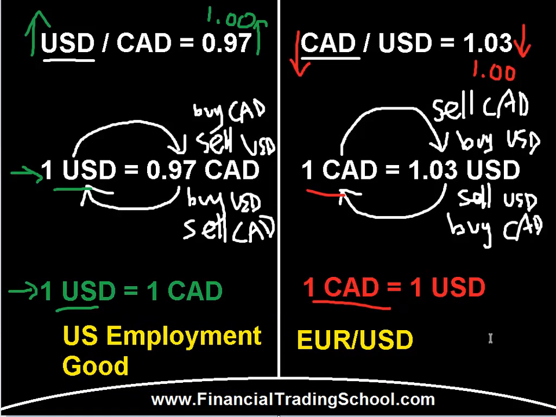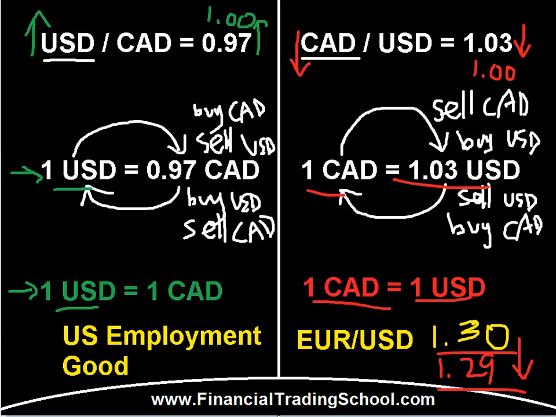US employment data being good means that the US economy is going to get better. So we're looking at this from the right side. This is Euro USD, it's not USD Euro. So we're looking at it from the right side. Since USD is going to be better, it means the Euro USD is going to go down relative to its original position. So let's say it started at around 1.30 initially. And then eventually it's going to go down to 1.29. Same example, see here we went from 1.03 to 1. Now we're going from 1.3 to 1.29.